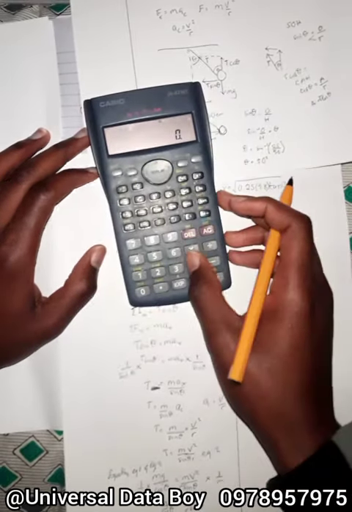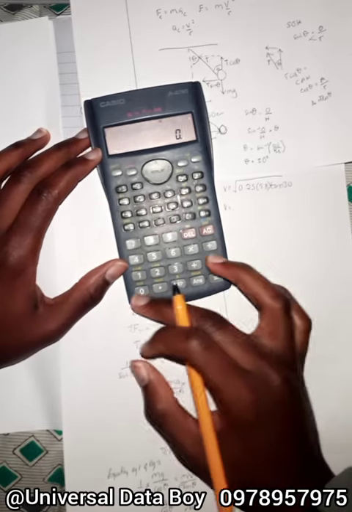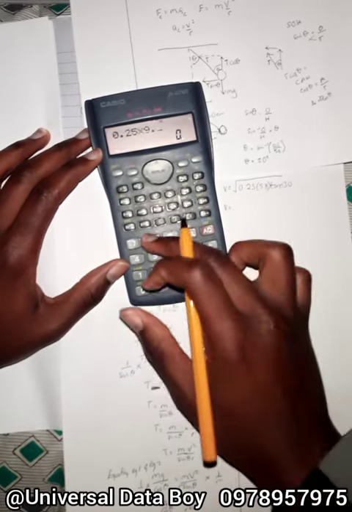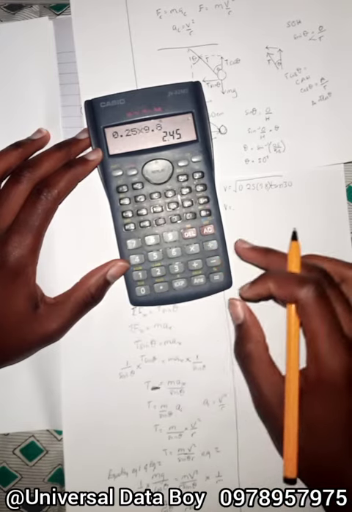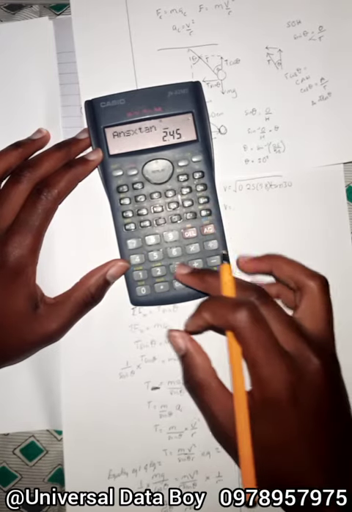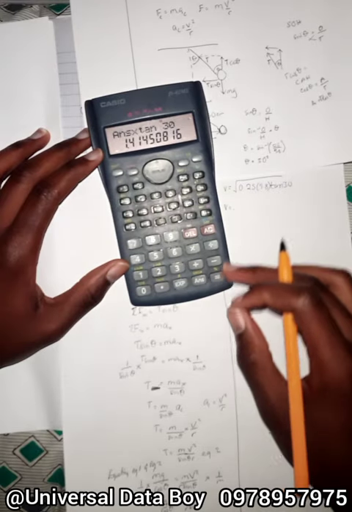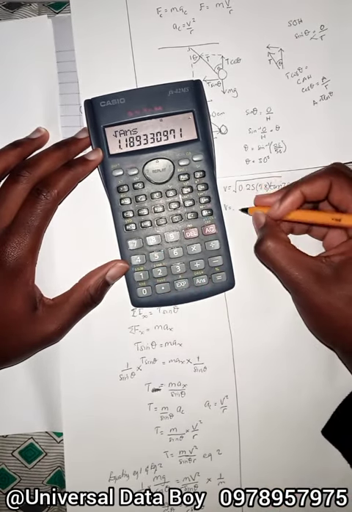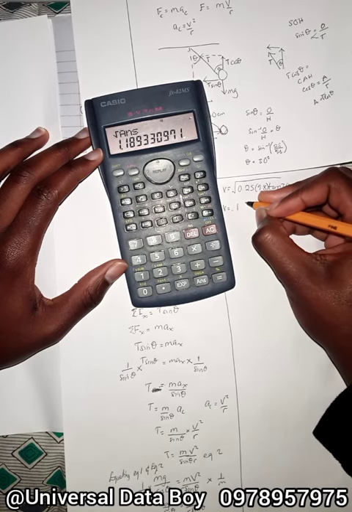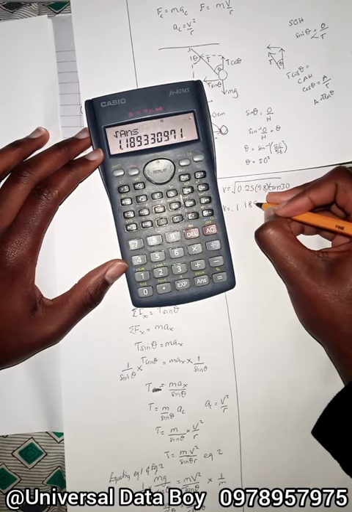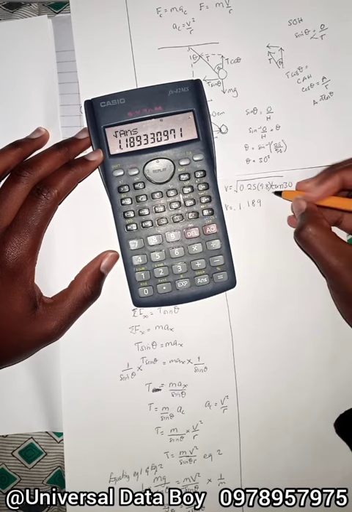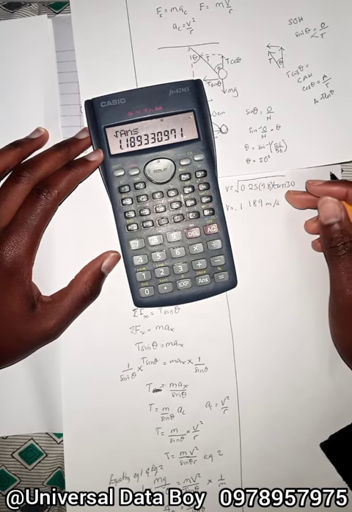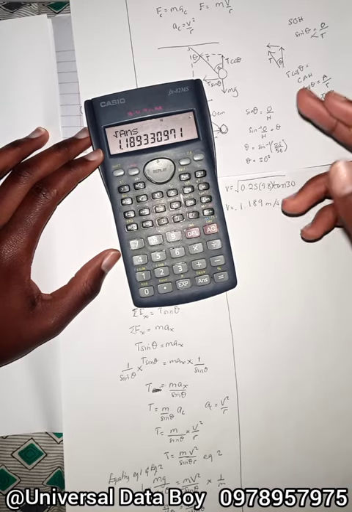So now we can say 0.25 by 9.8 by the tan of 30. So that's our answer. Then you take the square root of the answer. That's our velocity, which will be 1.189. We can just leave it there, 1.189 meters per second.